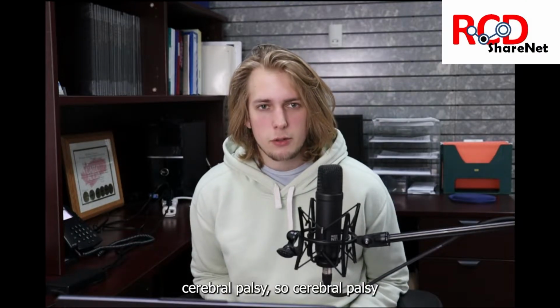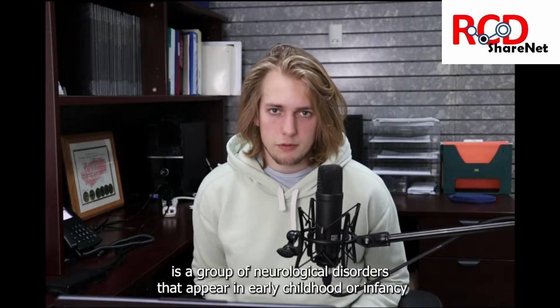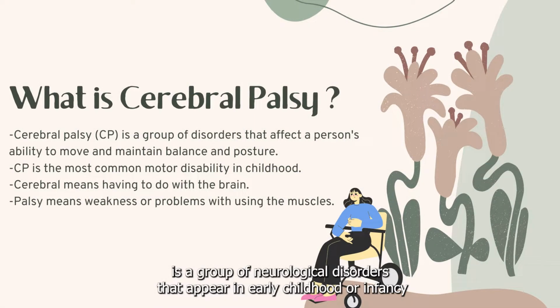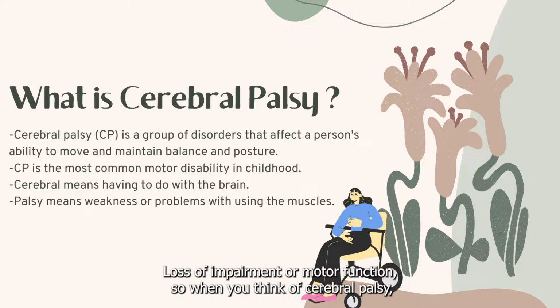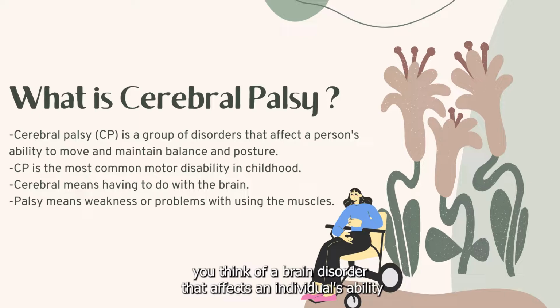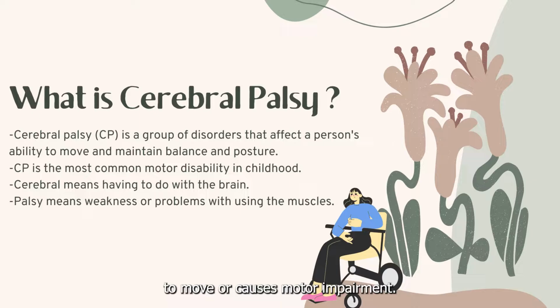So cerebral palsy is a group of neurological disorders that appear in early childhood or infancy and remain into adulthood that affect an individual's body movements or motor control. To remember what cerebral palsy means, basically cerebral means brain and palsy means loss or impairment of motor function. So when you think of cerebral palsy, think of a brain disorder that affects an individual's ability to move or causes motor impairment.